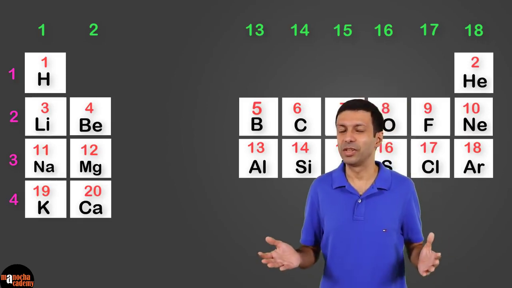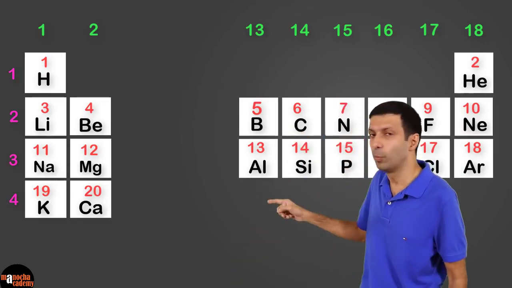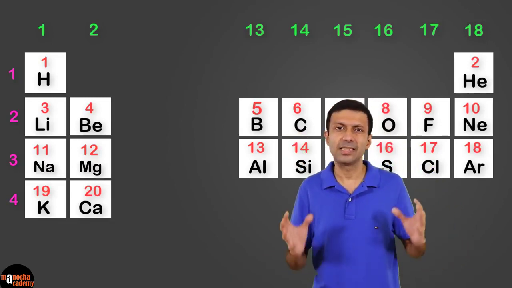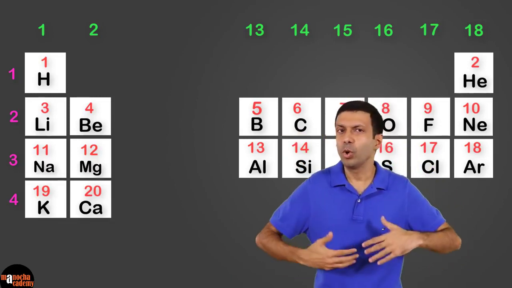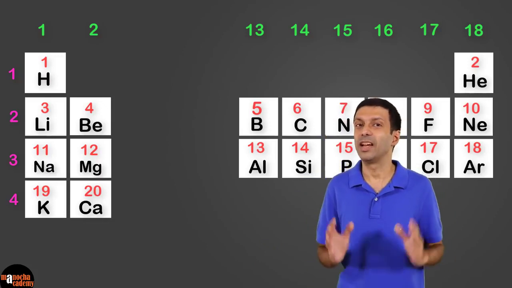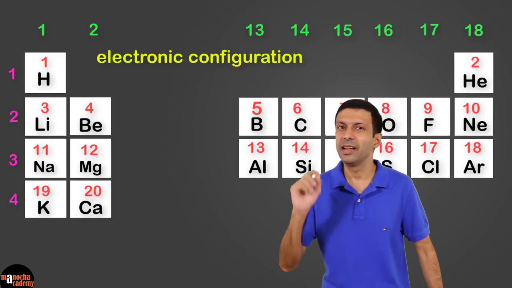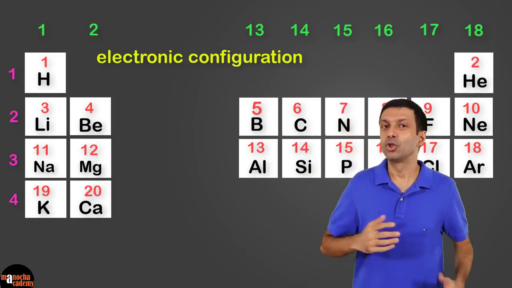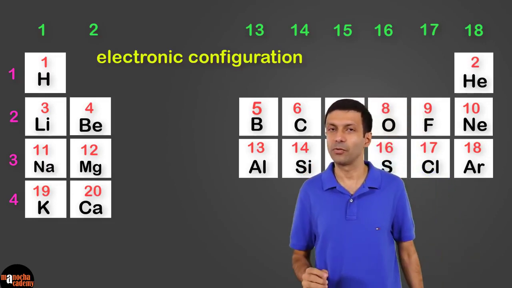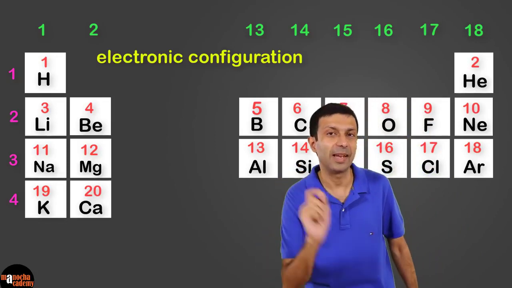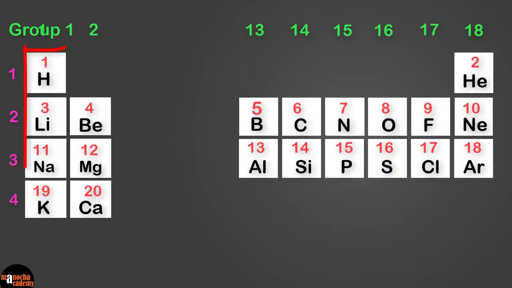Now an interesting question is, why do elements in the same group have the same valency and similar chemical properties? What do you think? Well, the answer lies in how the electrons are arranged in the atom. That is the electronic configuration. So let's go ahead and analyze the electronic configuration of elements in the same group. Let's start with the group 1 elements: hydrogen, lithium, sodium and potassium. They have atomic numbers of 1, 3, 11 and 19.